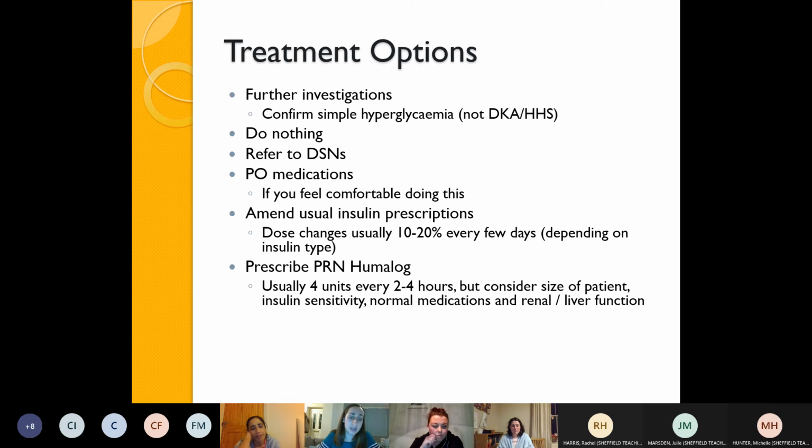And the other thing is we can give PRNs. In Sheffield, we always use Humalog as their PRN, unless they're already on NovoRapid or whatever at home. We usually go with 4 units every 2 to 4 hours, depending on how high, but it depends on the size of the patient. If they're really prone to hypos, or they've got renal failure, or they're really skinny and tiny and frail, then I might be a bit more cautious and just give them 2, but something's better than nothing. If you want to err on the side of caution and just give them 2, that's absolutely fine. Then the other option is obviously a VRI.